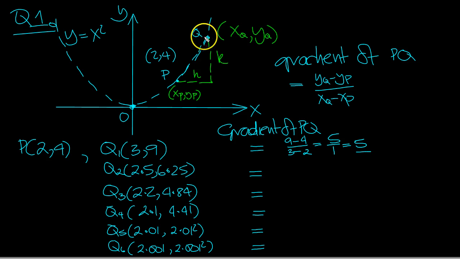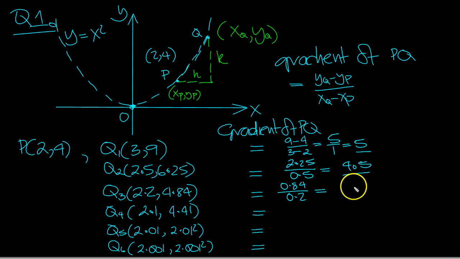Next one, if we make this a bit closer, what gradient will we have then? Well, the increase in y is 6.25 minus 4, which is 2.25, over the increase in x, 2.5 minus 2, which is 0.5. And if we tap that in a calculator, we'll get 4.5. The next one, 4.84 minus 4 is 0.84, that's the increase in y. The increase in x is 0.2. And that comes out on a calculator at 4.2.